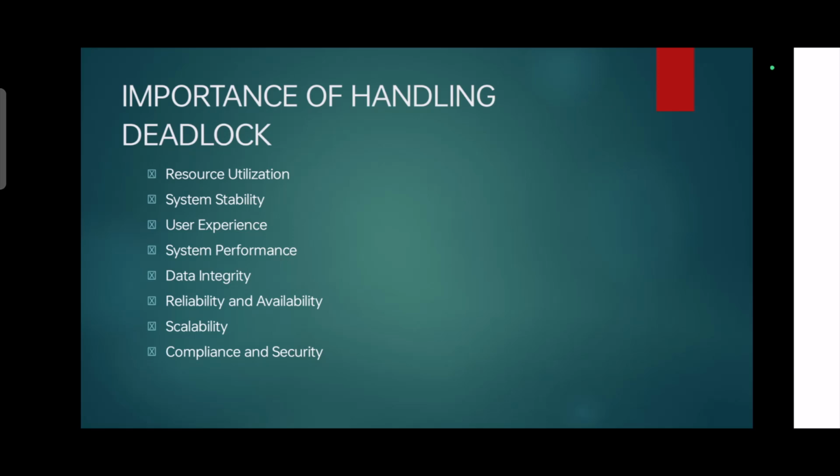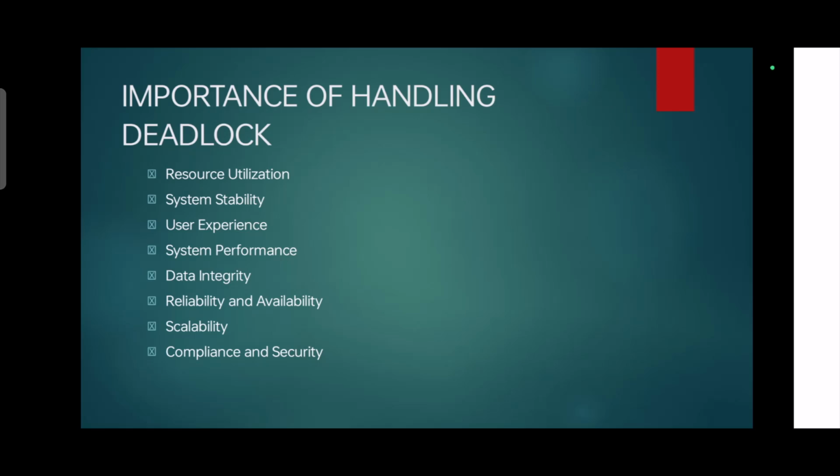Next point is data integrity. Deadlocks can pose a risk to data integrity. If a process holding a resource is terminated abruptly due to a deadlock, it may leave the data in an inconsistent state or lead to data corruption. For example, if a database transaction is interrupted due to a deadlock, it can result in incomplete or erroneous updates to the database. By handling deadlocks, the data integrity of the system can be preserved, avoiding data corruption or loss and ensuring the accuracy and consistency of the data.